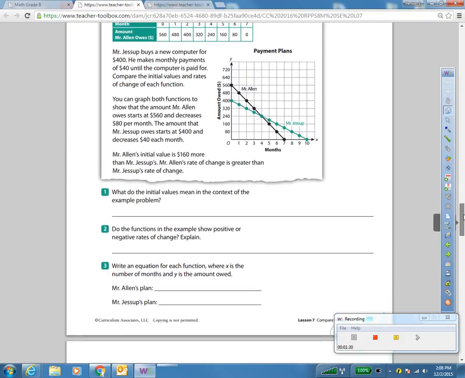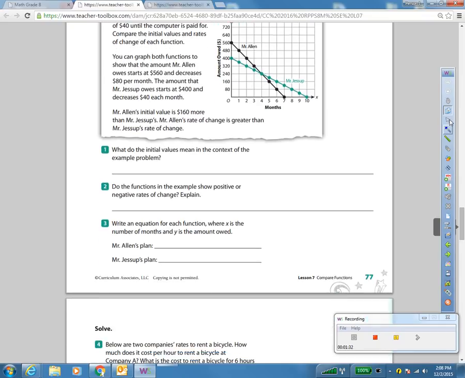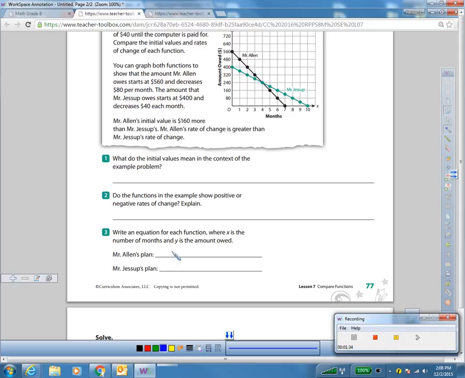Okay, and we're going to look at the equations now. So Mr. Allen's plan, Mr. Allen's right here. We're going to write an equation for that. So y, the amount owed, y equals, we start at the $560 initial value, and then each month he's paying off $80 of that computer. So minus $80 per month.